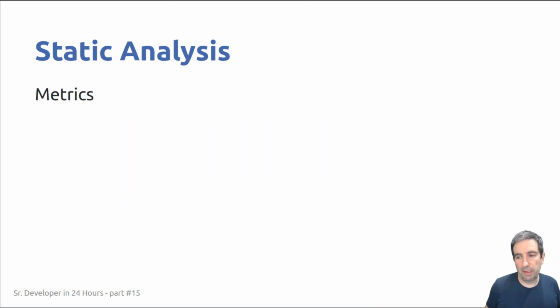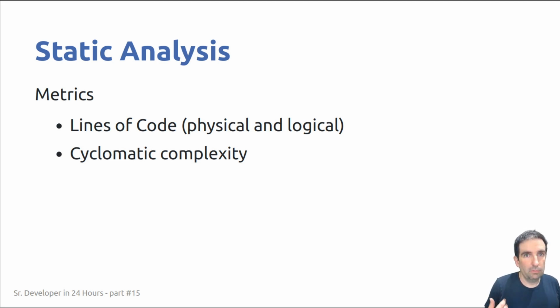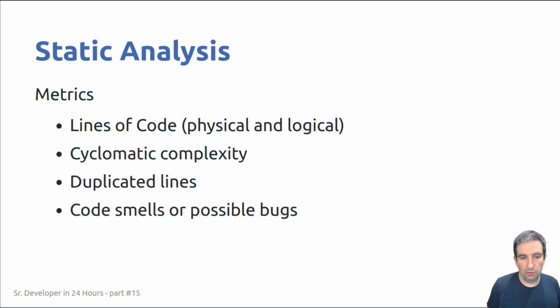Some of the metrics that we can get from static analysis include things like lines of code, physical or logical, for example, whether we're including comments or not, cyclomatic complexity, basically a quantitative metric of how complex the code is, things like duplicated lines, code smells or possible bugs, and it can give us an approximation of technical debt in terms of how long it would take to fix the issues that are in our code base.